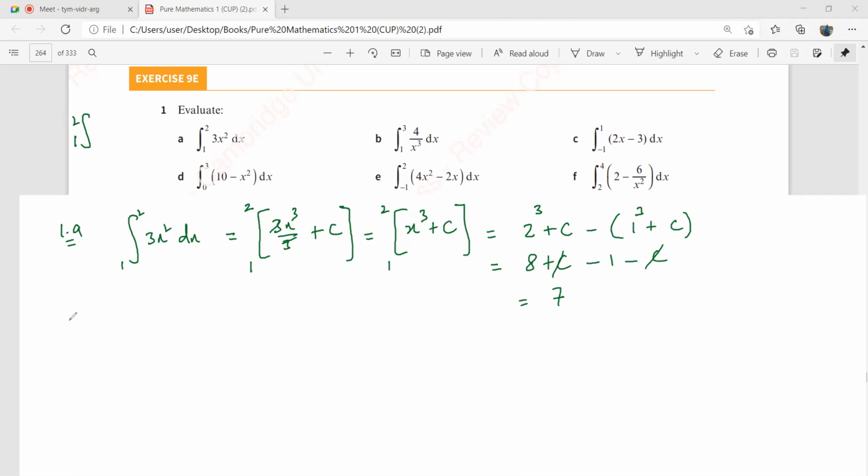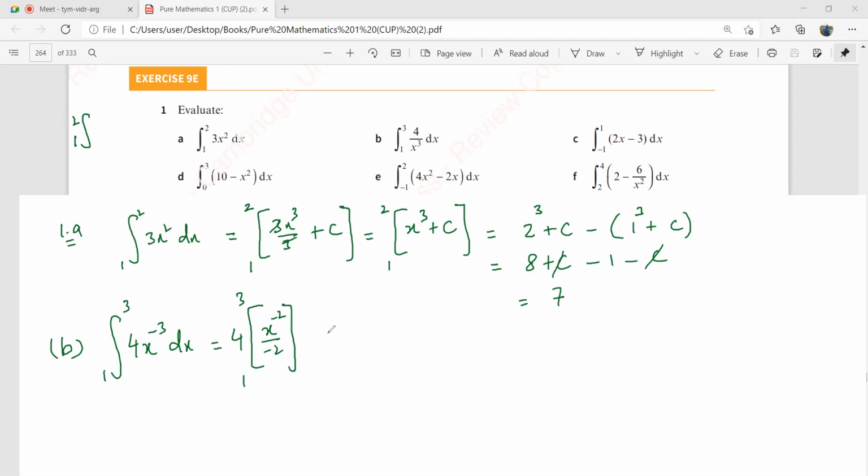Okay, now let's try this part b. This is limit from 1 to 3, and let me write it as 4x to the power minus 3. Remember all those techniques of integration. You can write the 4 inside or outside, that makes no difference, and nevertheless there's just one term over here. So this is x to the power minus 2 over minus 2. And we don't need to write plus c.